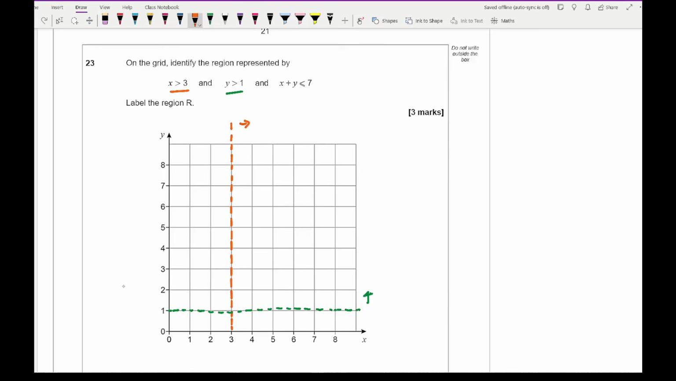Then for x plus y equals 7, let's use this one. So I draw my lines there, and I want to draw a solid line going through there, like so. And I want below that line, let me just make that a little bit neater, like so. And so the region that I want is basically this region here.